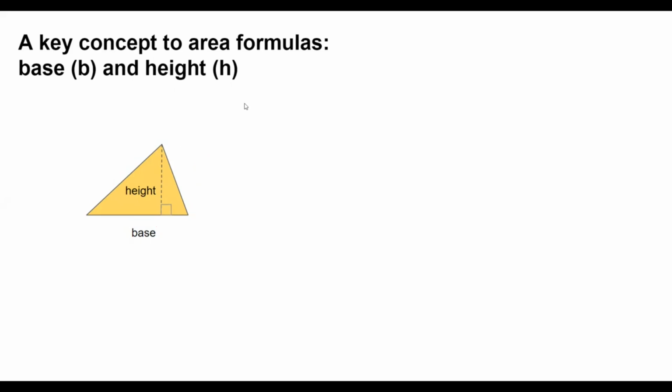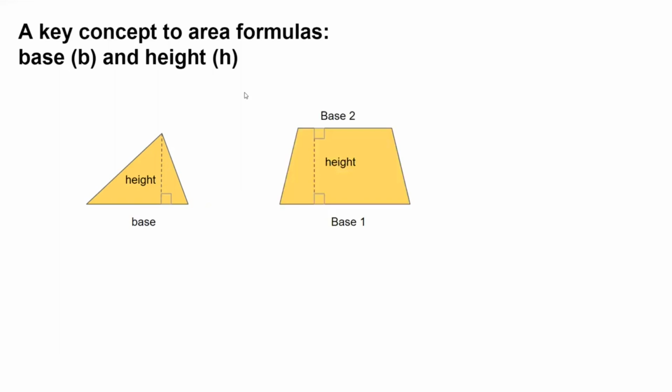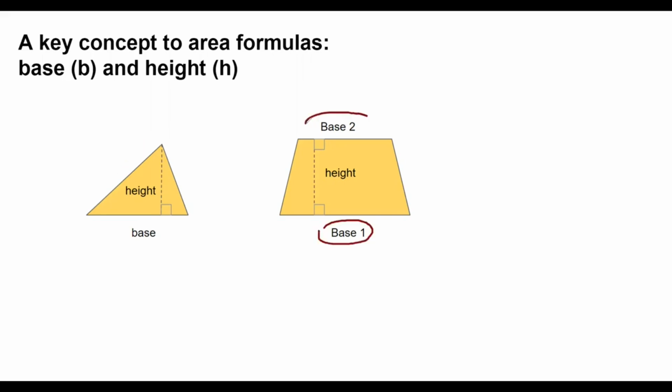Likewise, here is a trapezoid. A trapezoid actually has two bases. There's a base down here, there's a base up here, and in between we have the height, which is connecting those two bases, again, at a right angle. The height is the distance between those two bases in the trapezoid.